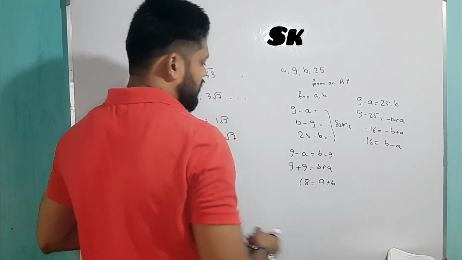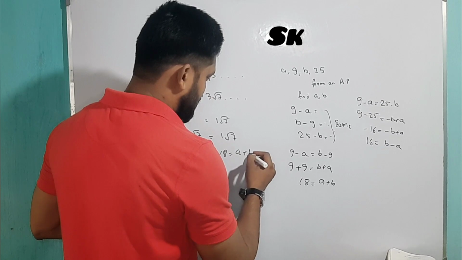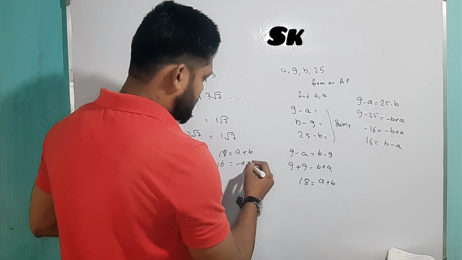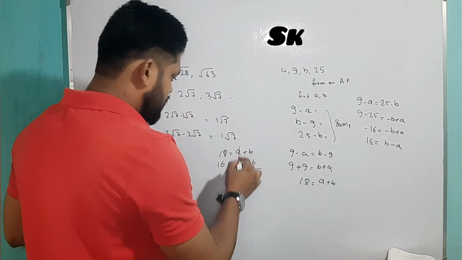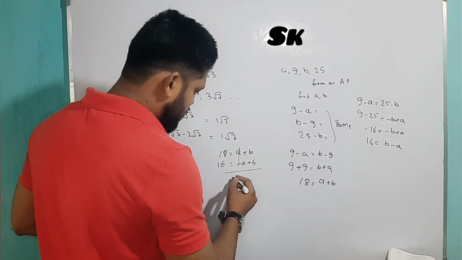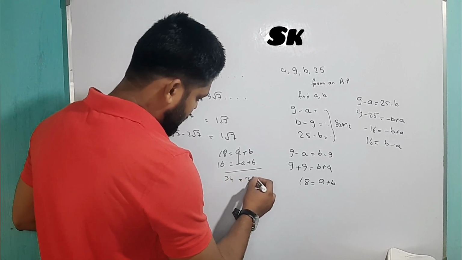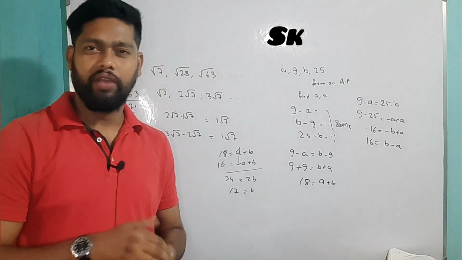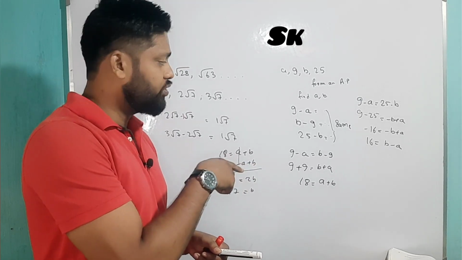Now solve them. How much will you get? Here 18 is equal to A plus B, and that one is 16 is equal to minus A plus B. I'm just arranging them. Cancel this one. 18 plus 16, how much will it be? 34 is equal to 2B. So B is equal to 17 is the answer. After that, you know how to take out the A value. So you understood what I'm trying to do here. This is what you are going to do.